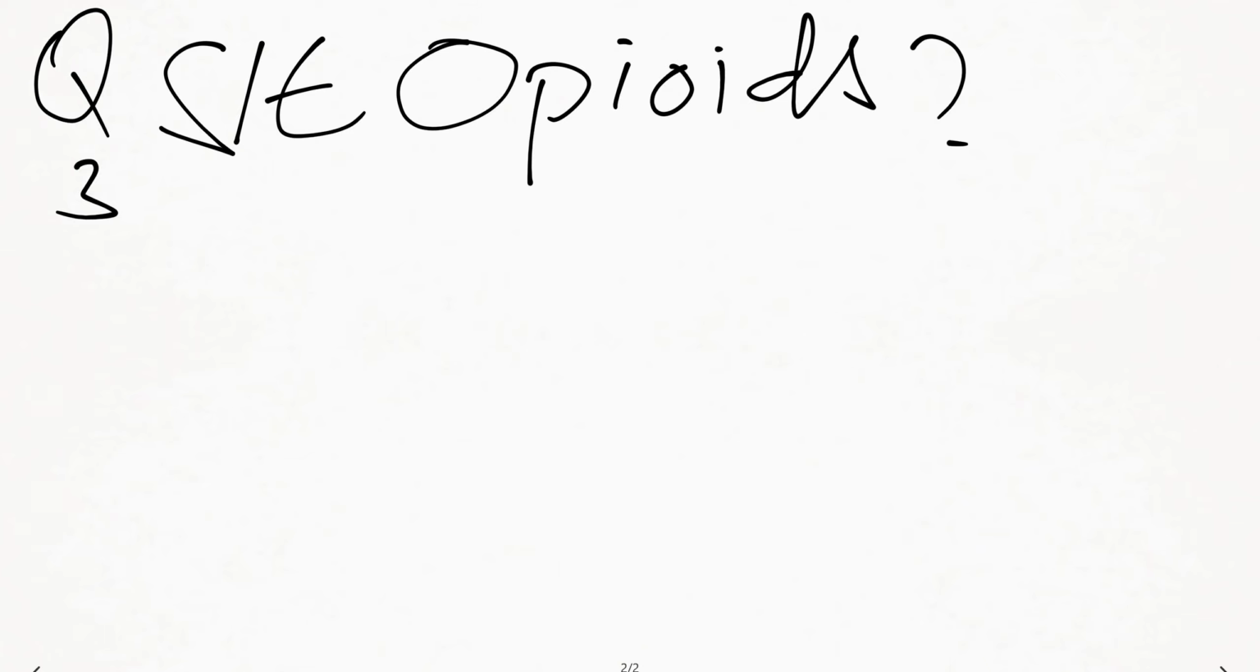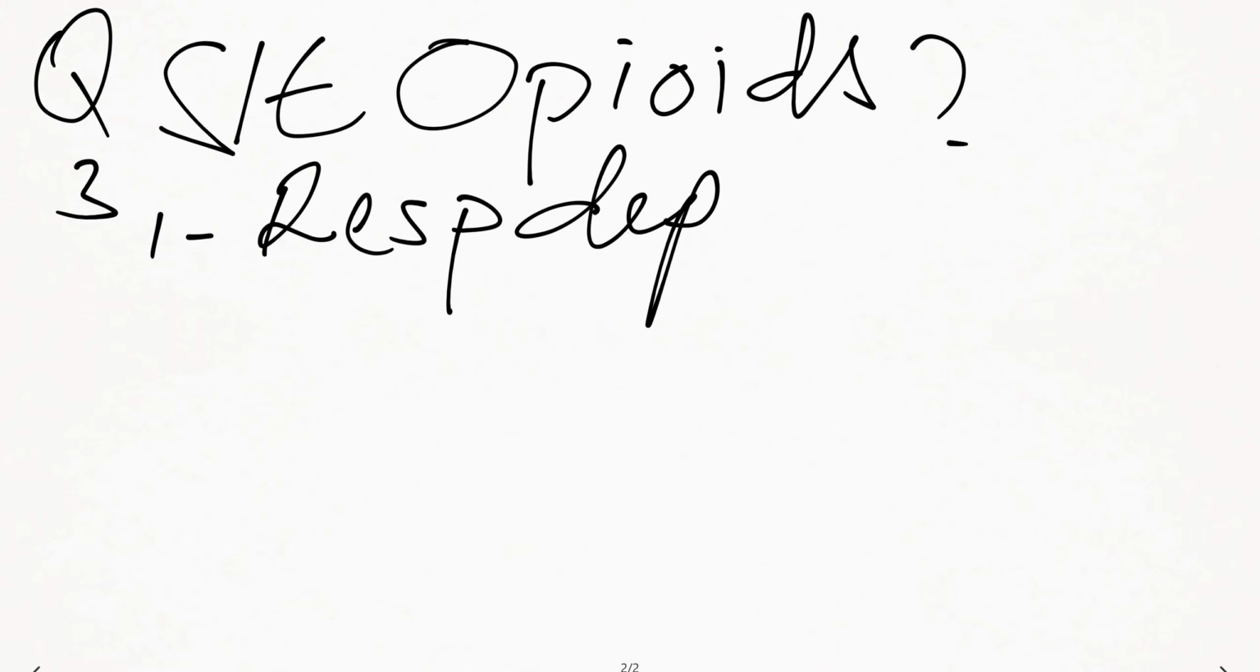Fine. And there are many complications. Actually, we can mention some of them here. First of all, you do not want to have respiratory depression. So the first complication of opioids is respiratory depression.